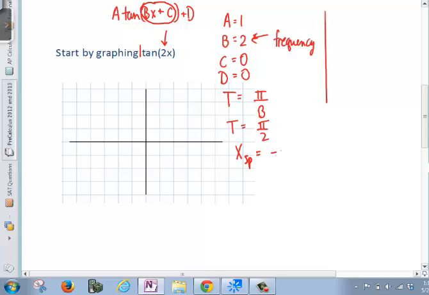So it's equal to negative c over b in this case, because c is equal to 0. It doesn't matter what b is. The starting point is at 0. We also want to find out the ending point. The ending point, it's not really an ending point, it's the end of a full cycle.